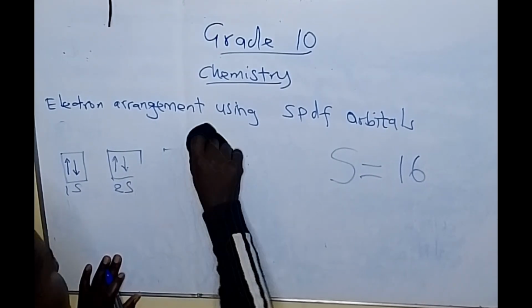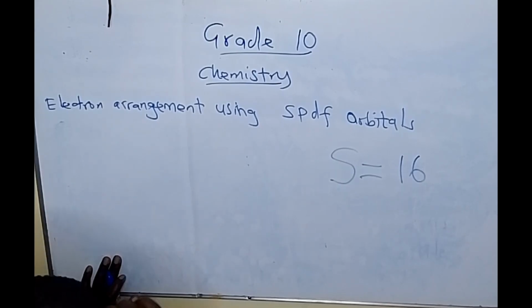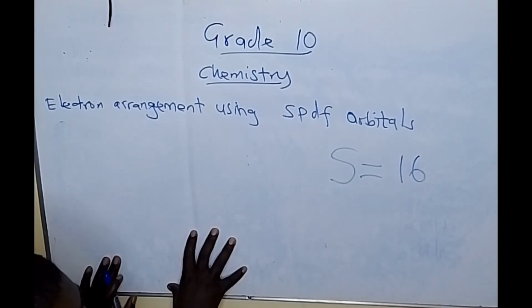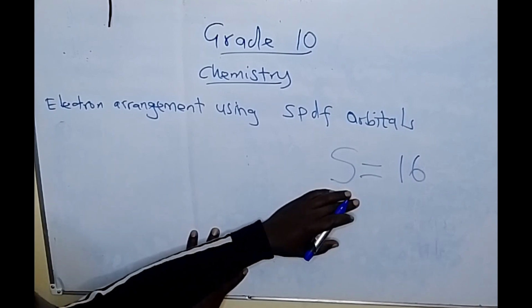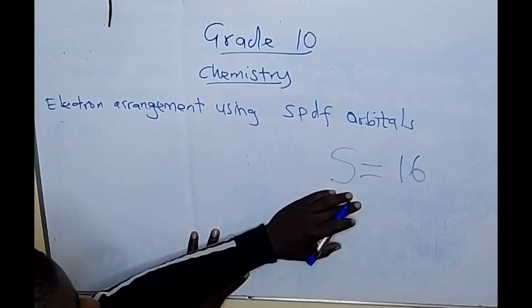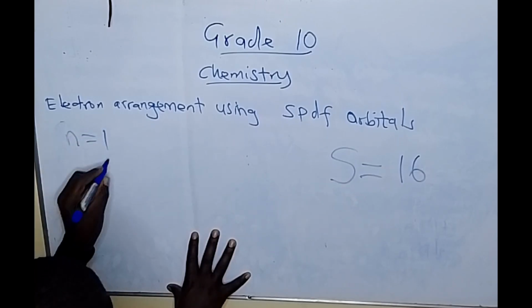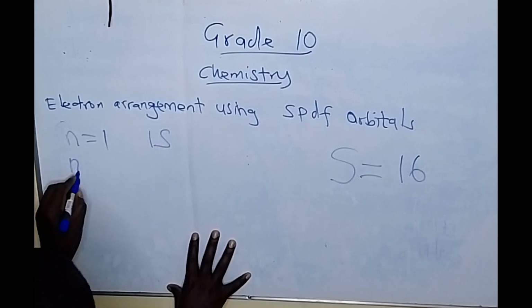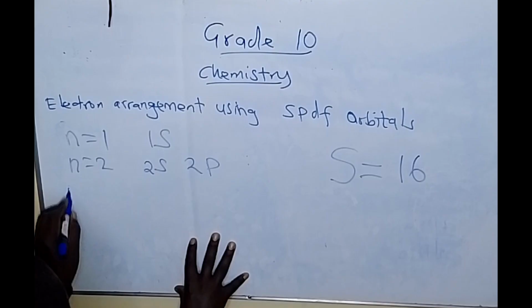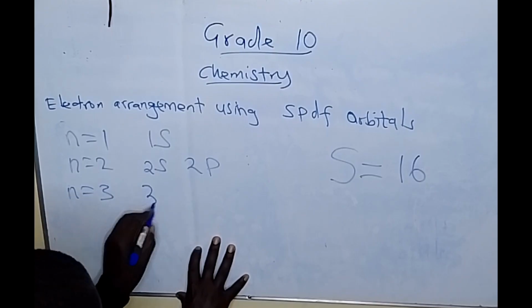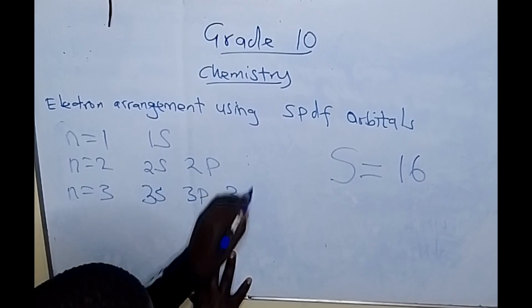Still, we are using the same formula. We said this is how we are going to fill. This is the formula of trying to fill these orbitals. So when n is equal to 1, we have 1s. When n is equal to 2, we have 2s, 2p. When n is equal to 3, we have 3s, 3p, and also 3d.